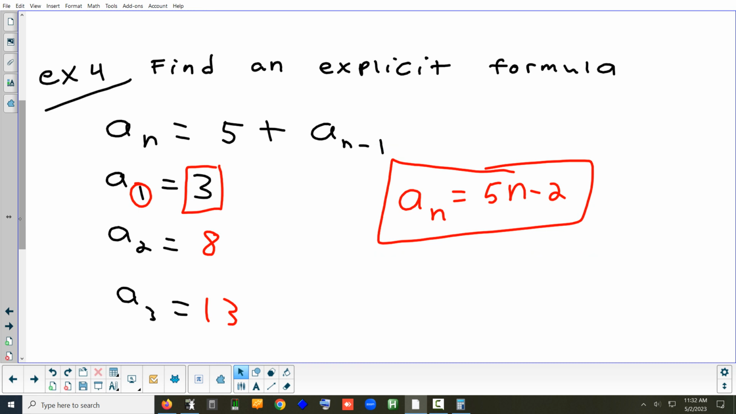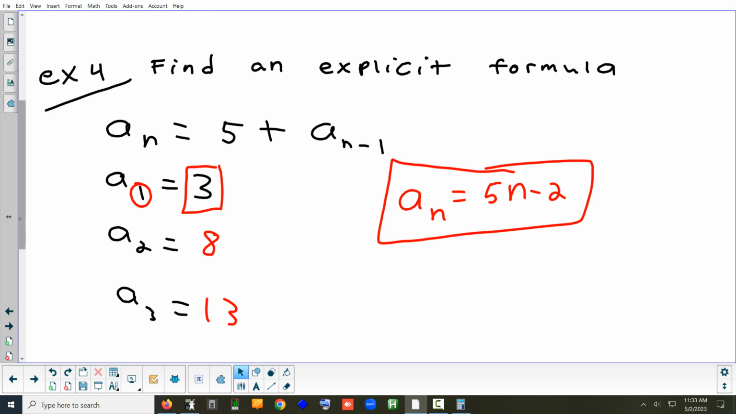Let's try it. What's 1 times 5? And then minus 2. 2 times 5? 10. Minus 2? 8. And 3 times 5 is 15. Minus 2 is 13. So it seems like it works.